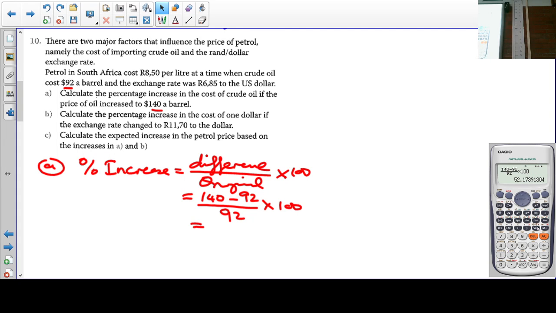That's going to give us 52,17%. Okay, you all okay with that? In B we are told, calculate the percentage increase in the cost of $1 if the exchange rate changes to 11,70 to the dollar. Calculate the percentage increase in the cost of $1.